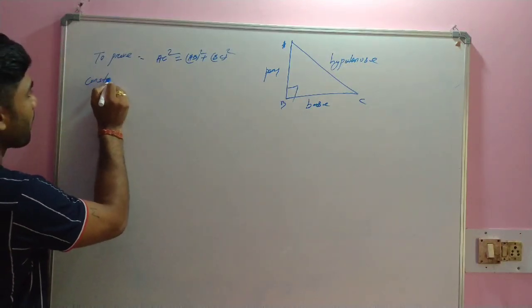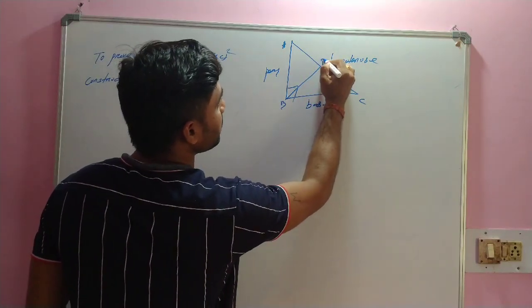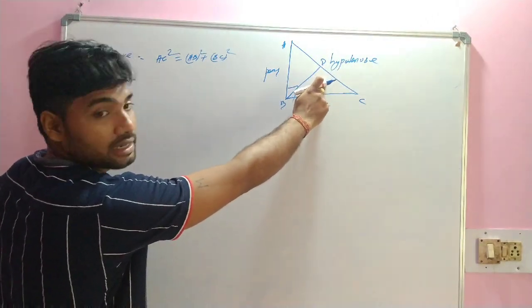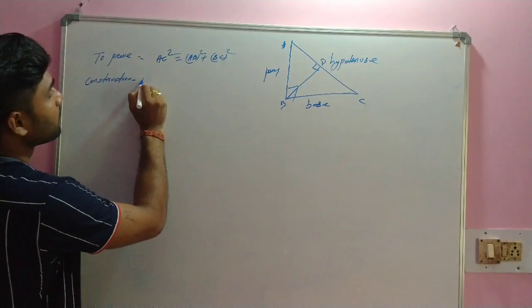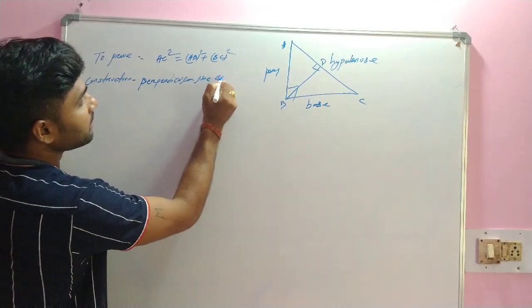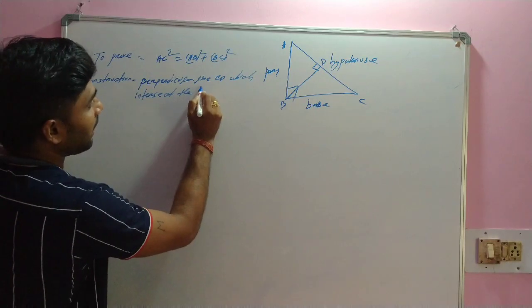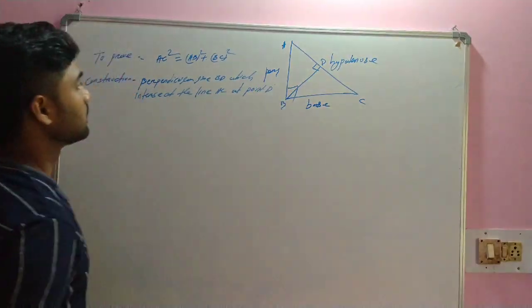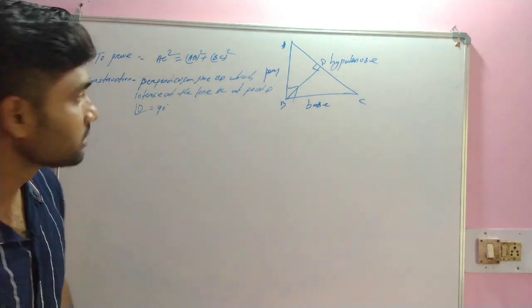Construction: draw a perpendicular line BD which intersects the hypotenuse AC at point D, and angle D is 90 degrees.